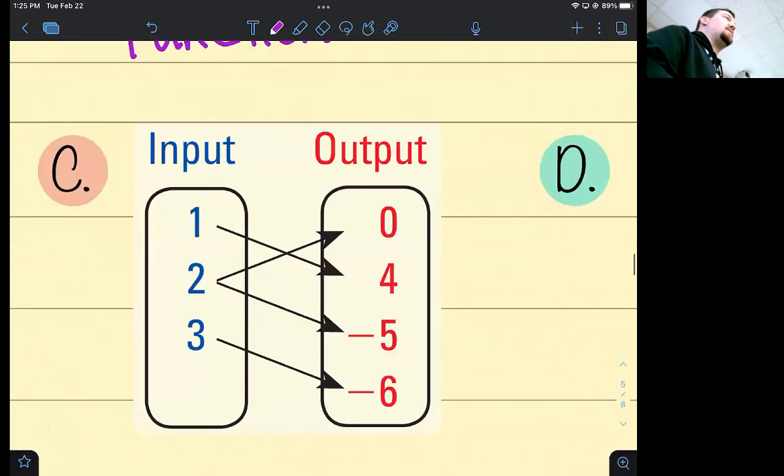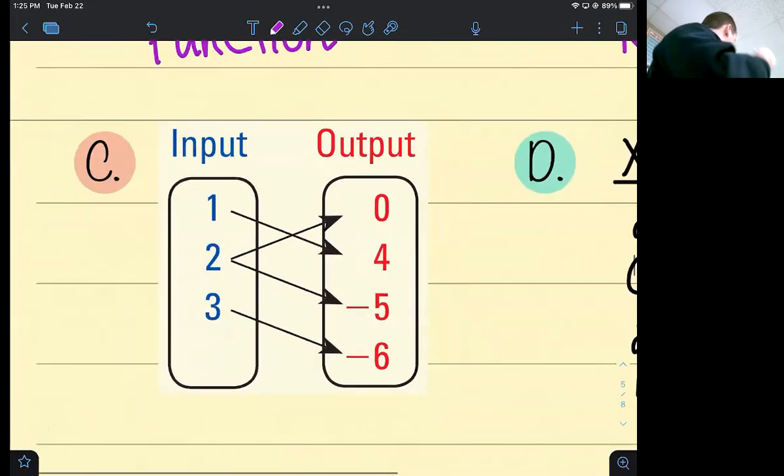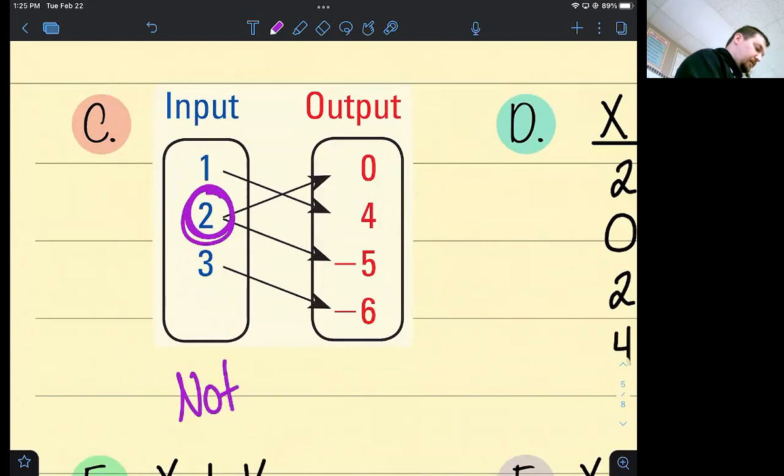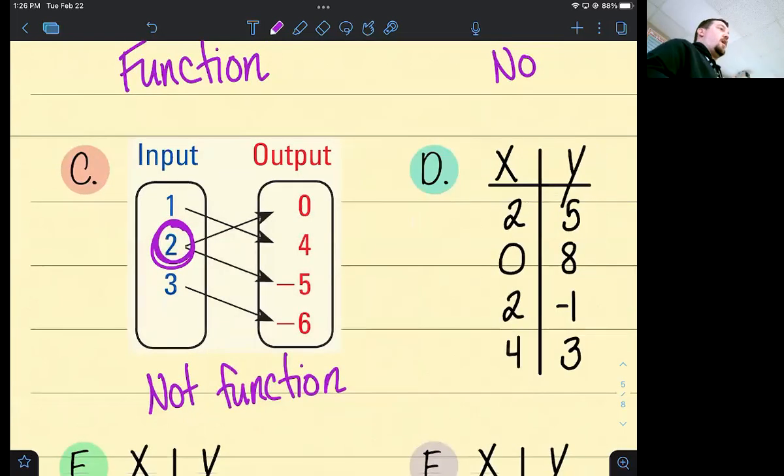What about this example? Chloe, is this a function or not a function? Why is it a function? Not a function. Why is it not a function? There it is. Yep, 2 has 2 outputs. So this is not a function. It's just like the last one we looked at. So again, don't look at the output column because every output has an arrow going to it. But that's not what it means to be a function. To be a function, every input can only have 1 arrow coming from it.